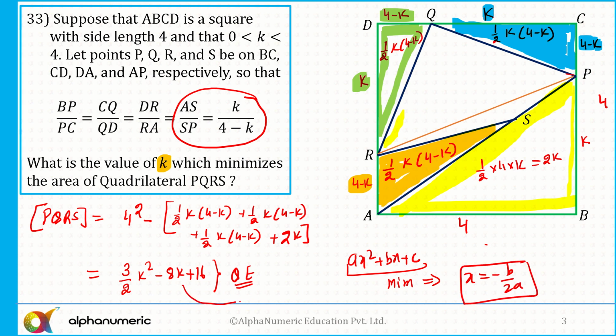So here the minimum value will exist at k equal to minus b by 2a. So minus of minus 8, that is plus 8, upon 2a, so 2 into 3 by 2. So I'll get the value of k, which is 8 by 3. So this is the value of k at which the minimum value of the area of the quadrilateral will exist. So the correct answer for this question is 8 by 3. When k is equal to 8 by 3, we'll get the minimum value of the area of the quadrilateral. So that's all for today. Thank you.